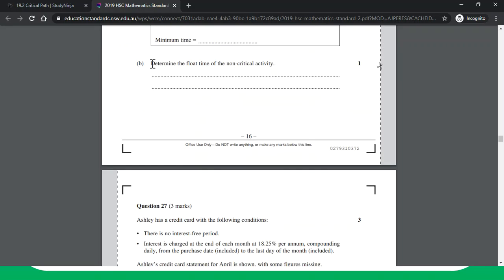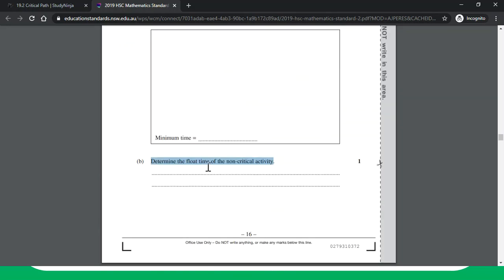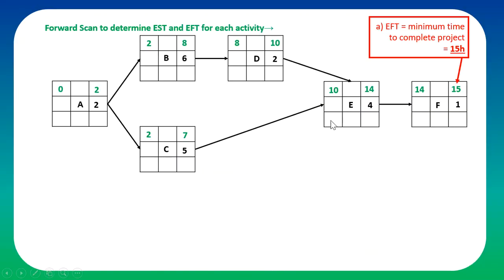The second part of the question is asking you to determine the float of the non-critical activity. Well, to do that, let's complete the remaining bits of the diagram. I'm giving you a longer explanation just to help you understand how this whole thing works. There can be a shorter way to complete this, but just for your understanding. We'll do a backward scan to determine the latest starting time and latest finishing time. So latest starting time comes here, and latest starting time comes here, and latest finishing time comes here.